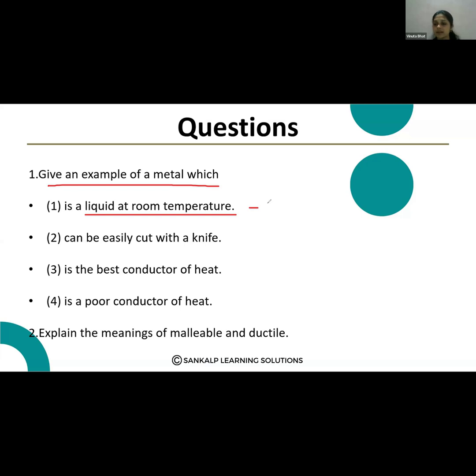Yes, anybody please comment the answer. Yes, mercury. Vijay Lakshmi D. Yes, mercury is the metal which is liquid at room temperature.